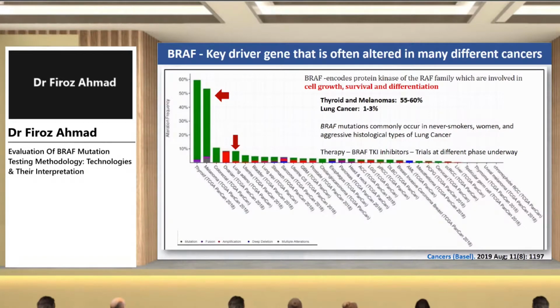And basically, it codes the RAF family, which helps in cell growth, survival, and differentiation. As far as the frequency of BRAF is concerned, it varies from as high as 50 to 60% in thyroid cancer and melanomas, whereas in lung cancer, it is around 1 to 3%. And in lung cancer, BRAF mutation is commonly seen in never smokers, women, and with aggressive histological type. As far as therapy is concerned, there are certain BRAF inhibitors which are under different clinical trials, and we will be listening to those in the subsequent talks.